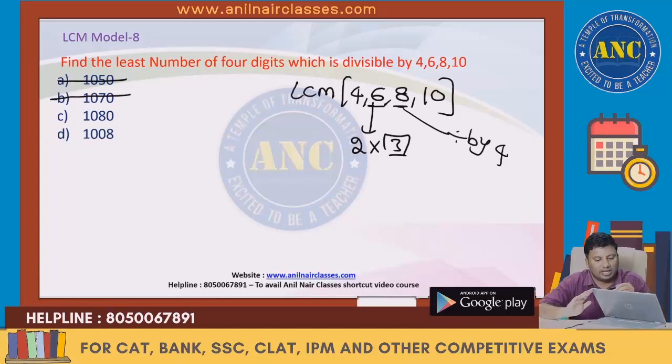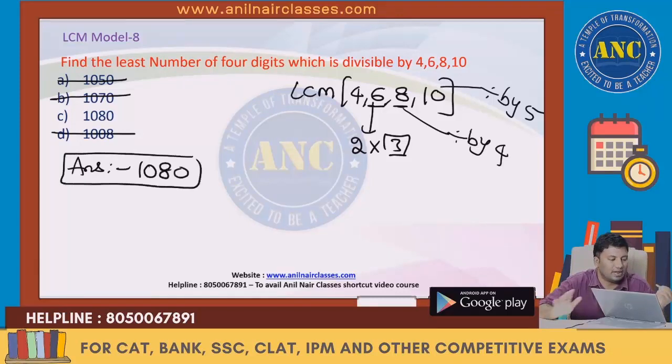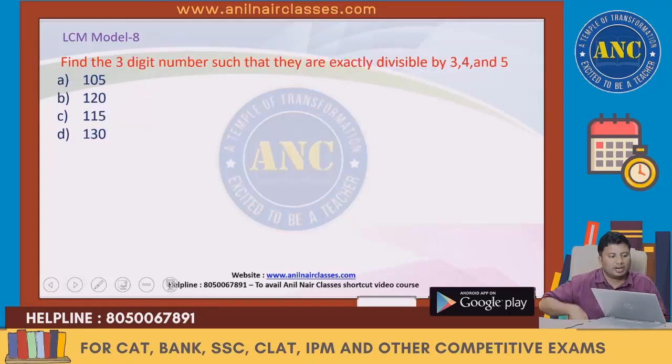1080 is there, 1008. 10 means it should be divisible by 5. Unit digit will be 0 or 5. Just a divisibility concept, sir. Answer is 1080. I hope the idea is clear. 6 is 2 into 3. Sum of the digits should be divisible by 3. 1070 is out. 8 is divisible by 4. Answer should be divisible by 4. 1050 is out. 10 is divisible by 5. Unit digit is 0 or 5. 8 out. Just by looking at it, you will get the answer.